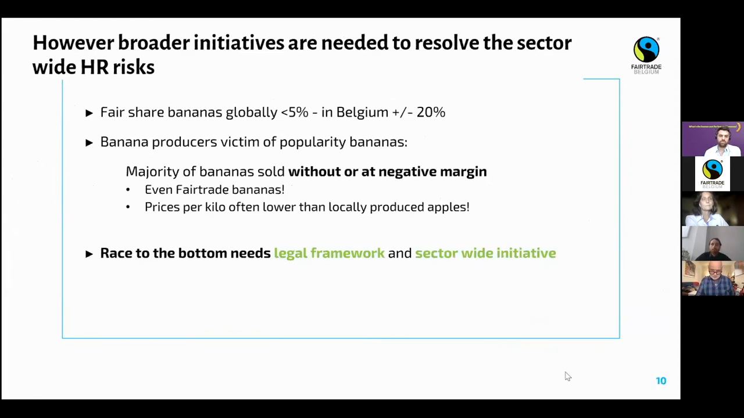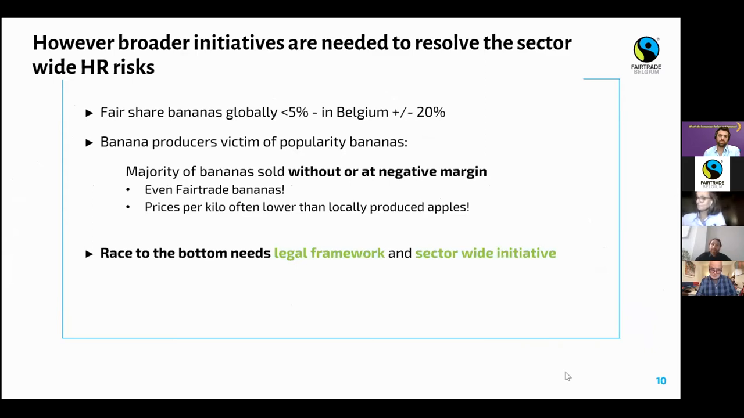But we should also be modest and say that broader initiatives are needed to resolve the sector-wide human rights risks. First of all, as I mentioned in the first slide, fair share globally. So the fair trade share is only below 5%. It's between 3% and 4%. Fortunately, in Belgium, we can say that one out of five bananas is fair trade.